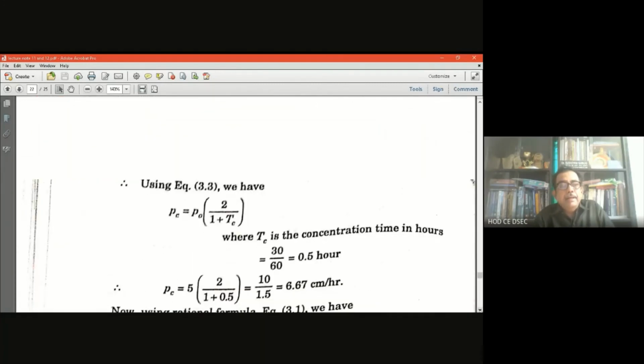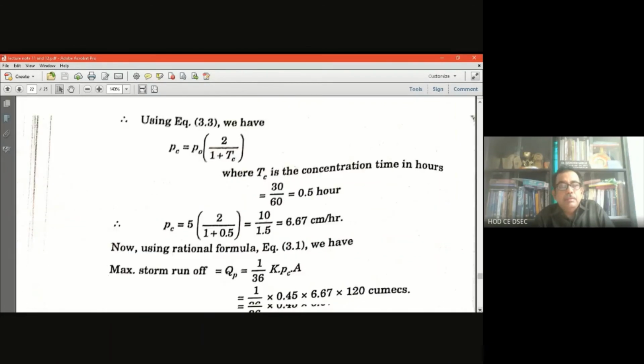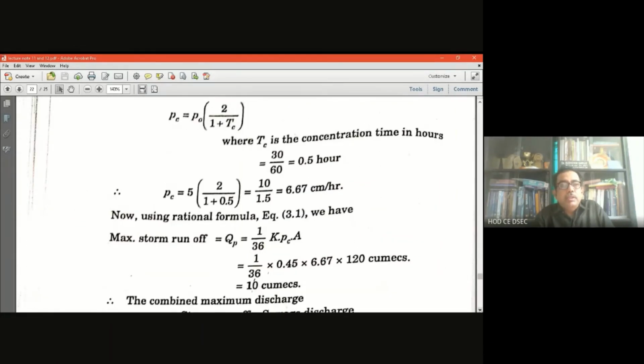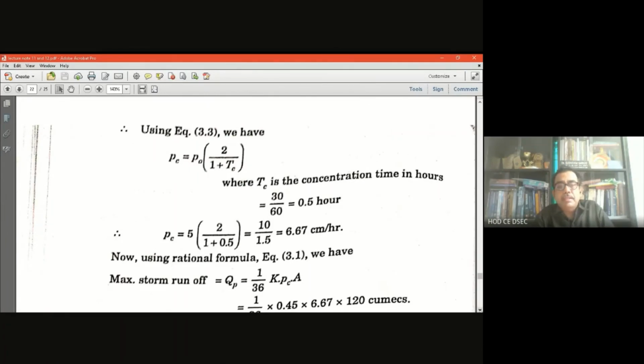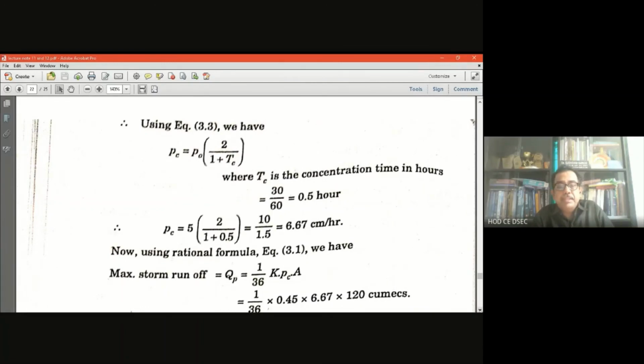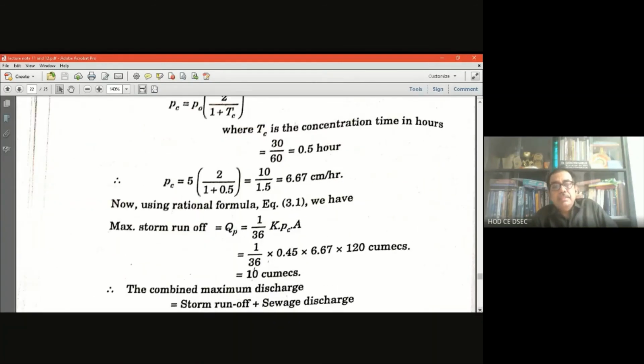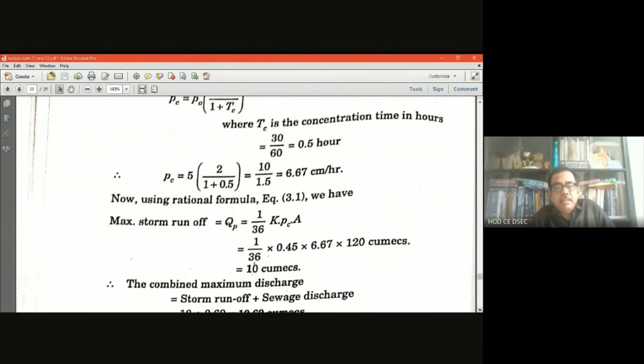5 centimeter per hour is actually given, but we have a relationship of the time of concentration with the intensity. That means PC equals P0 into this. So this formula will give PC equal to 6.67 centimeter per hour. This is the actual rainfall intensity you get, 6.67 centimeter per hour, using this formula. Now you apply the rational formula, that is 1 by 36 K PC A, where PC is sometimes called I, intensity.